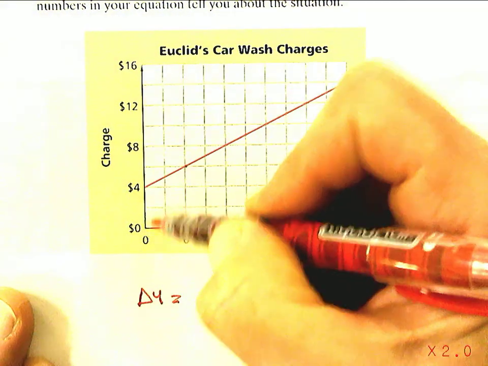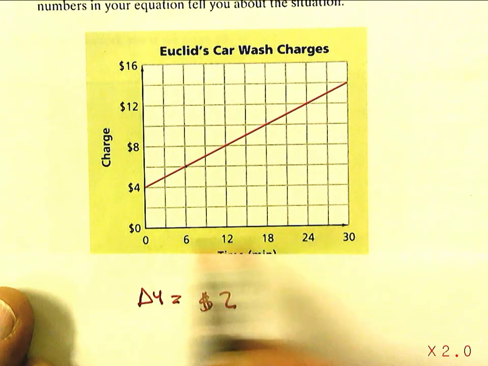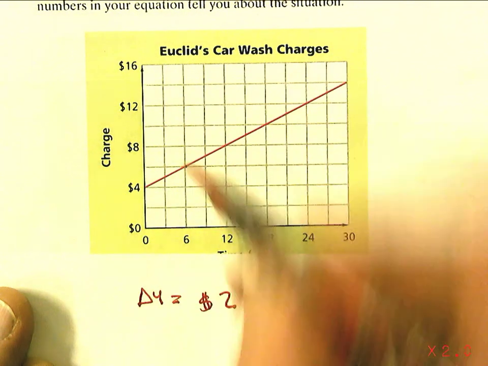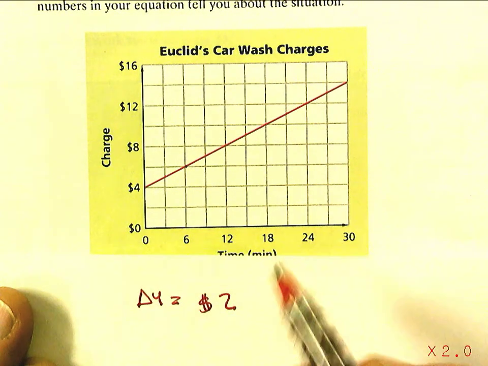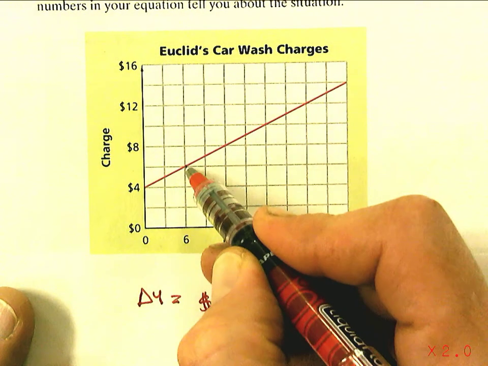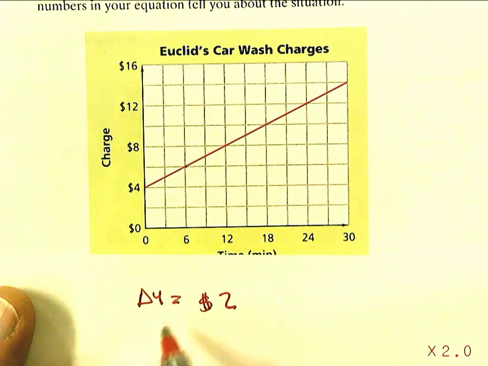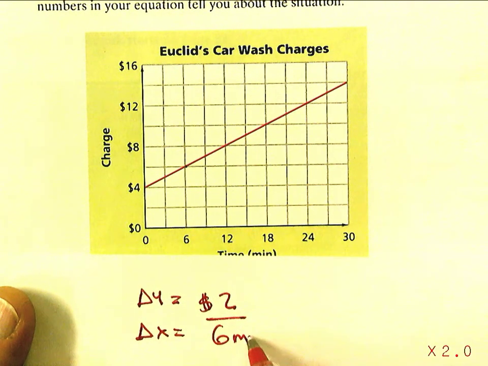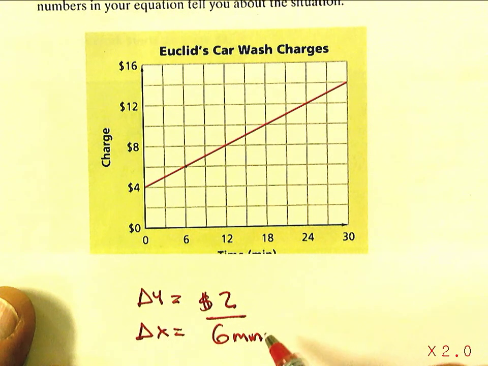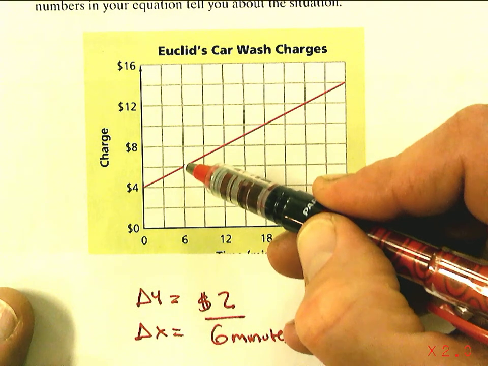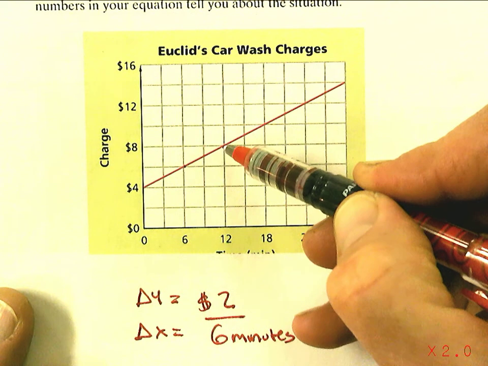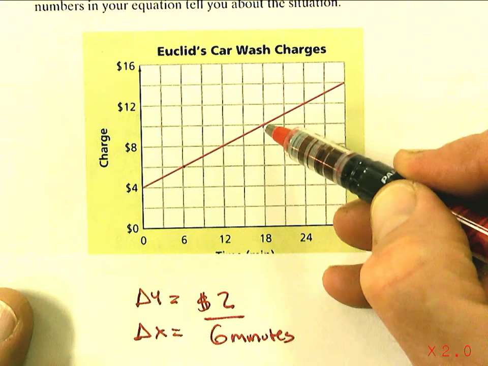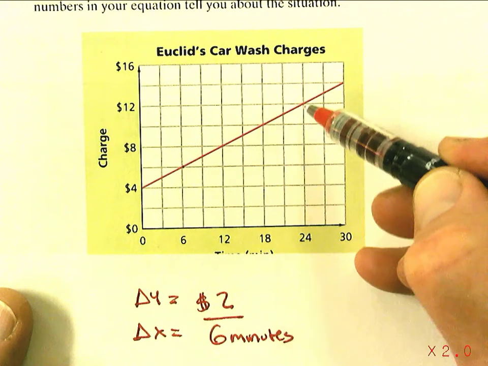Y is always the up and down, the vertical. X is always the horizontal. So my change in y is $2 for every 6 minutes. This is 6 minutes of time, and you can see that here. It goes up $2 and then over 6 minutes. Up $2 over 6 minutes. So that's your slope.